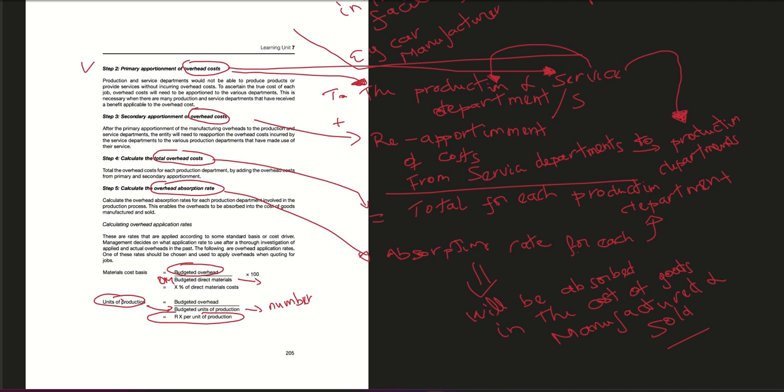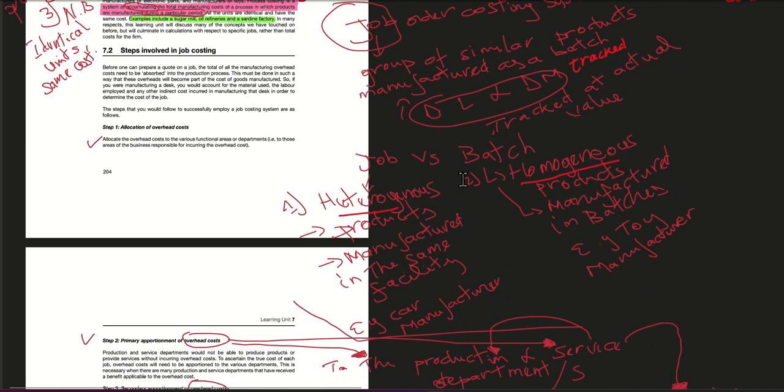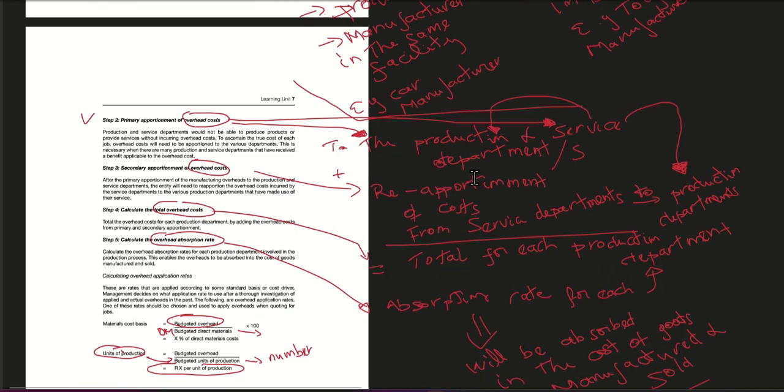All right. Okay, and this will lead us to step 5, which is the calculation of the overhead absorption rate, right? You've encountered it in the past chapters. It is the same concept, but like we said, here we're going to focus more on specific jobs, right? We are going to focus more on specific jobs rather than the total cost for the firm.